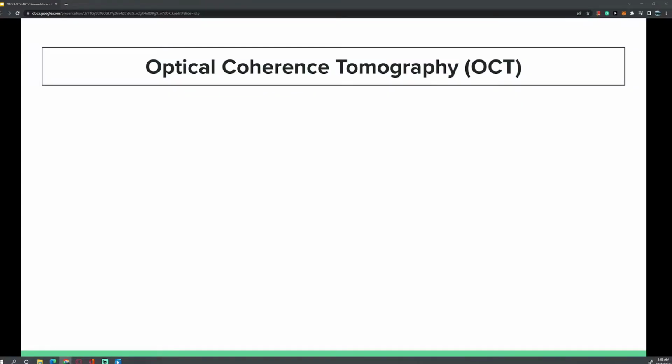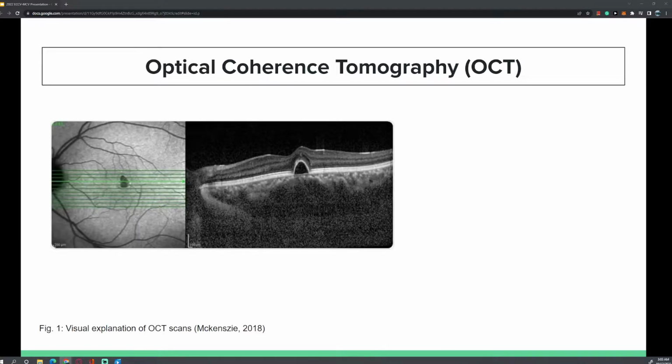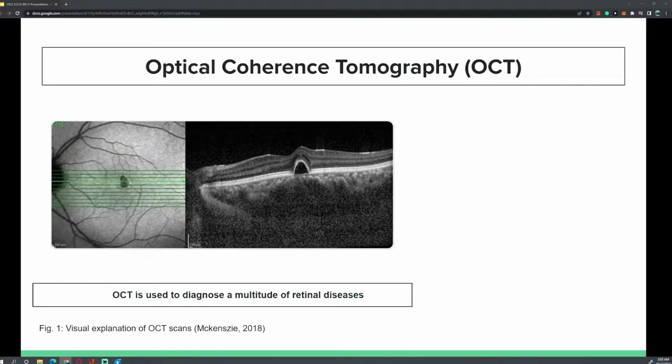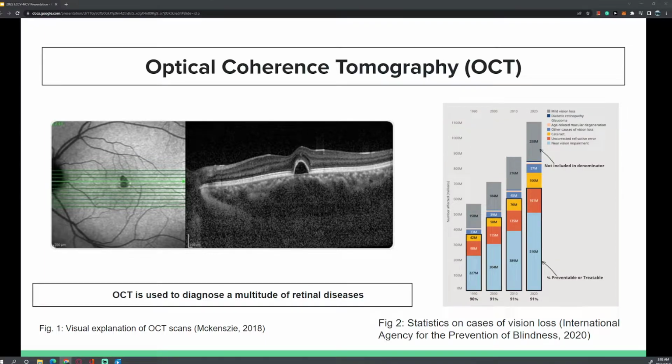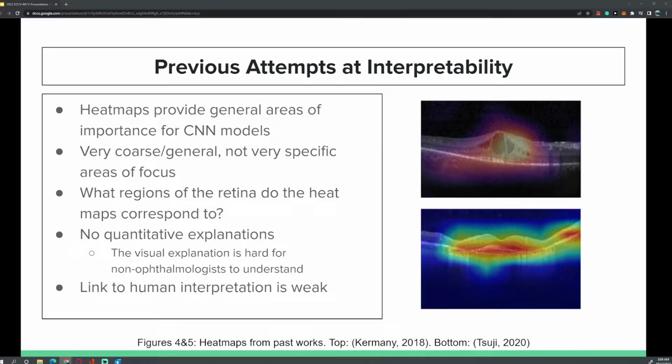Optical coherence tomography, or OCT, is a non-invasive imaging test for cross-sectional slices of a patient's retina. OCT imaging is used to diagnose several types of retinal disease. This is important because 1,100 million people are affected by vision impairment, and it is estimated that over 90% of these cases are preventable or treatable. So researchers have attempted to use deep learning to classify OCT scans.